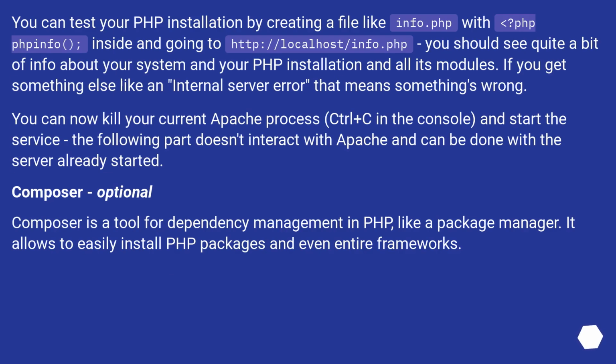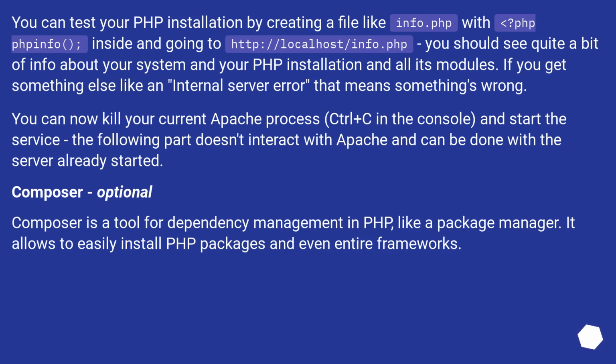You can test your PHP installation by creating a file like info.php, with <?php phpinfo(); ?> inside, and going to http://localhost/info.php. You should see quite a bit of info about your system and your PHP installation and all its modules. If you get something else like an internal server error, that means something's wrong. You can now kill your current Apache process, Ctrl+C in the console, and start the service.